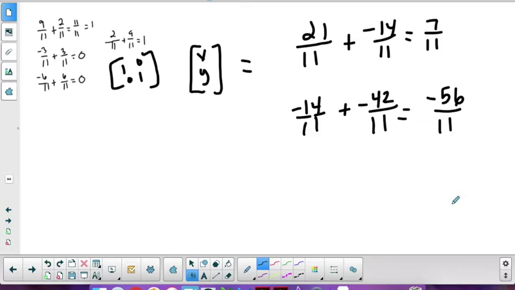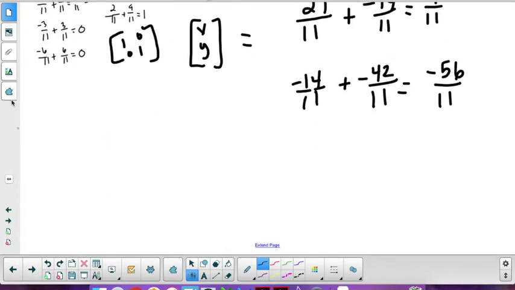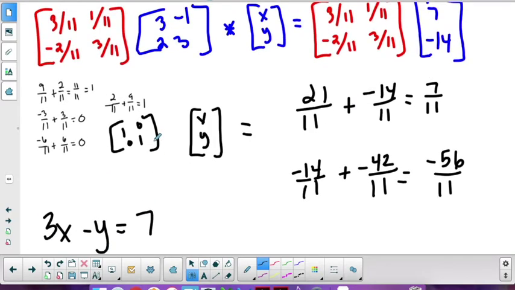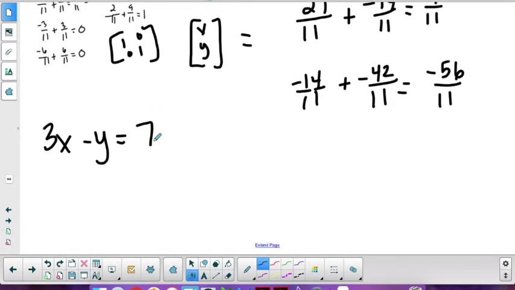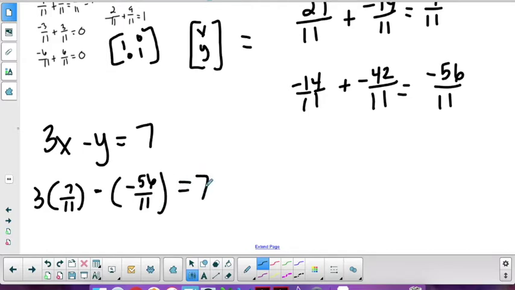Okay, back to the original problem. One of the original equations: 3x minus y equals 7. I hope I didn't screw up anywhere because that would be kind of embarrassing. 9 minus negative 2 is 11, so the inverse is 3 over 11, 1 over 11, negative 2 over 11, 3 over 11. Everything's right. So let's plug the answer in that we got and make sure that it actually works. So 3 times 7 over 11 minus negative 56 over 11, and it should equal 7 if we've done it right. I don't think it's going to, but let's check.